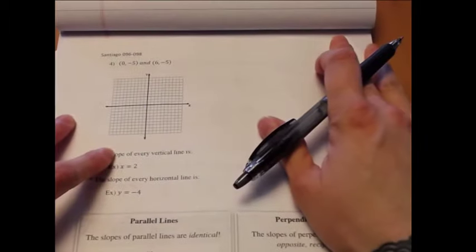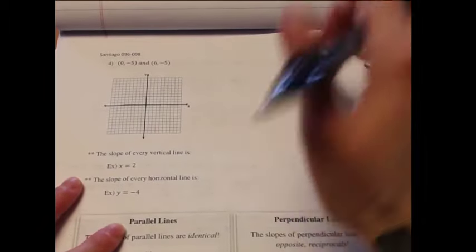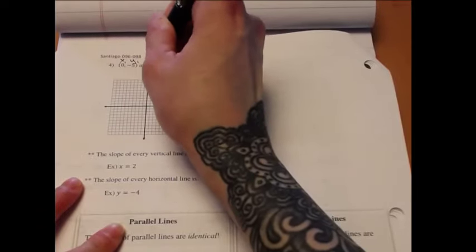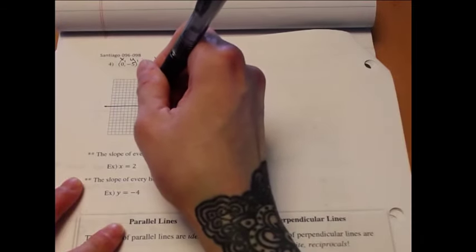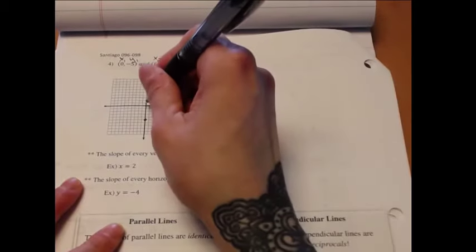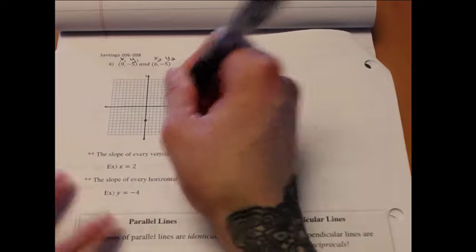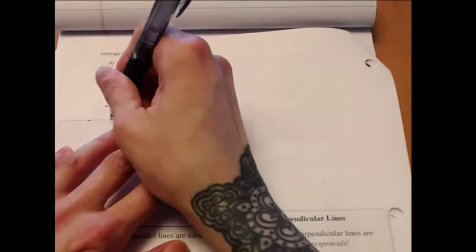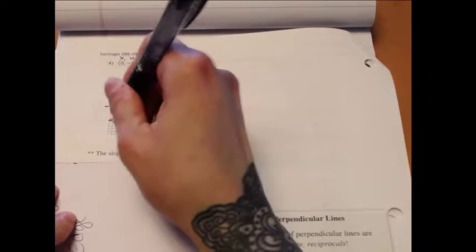We're going to do the exact same thing for number 4. We have 0, -5, and 6, -5. So I'm going to move a little quicker through this. Let's call this x1, y1, x2, y2. 0, -5, 1, 2, 3, 4, 5. And then 6, -5, 1, 2, 3, 4, 5, 6. -5 is right here. And then we're going to connect these with a straight edge. Okay, bam, there's my line.